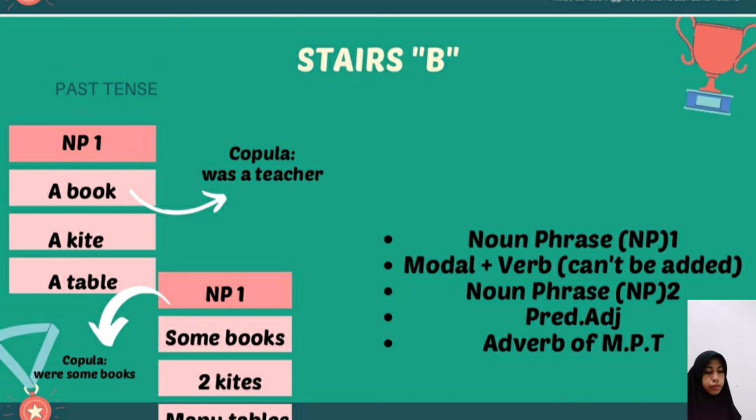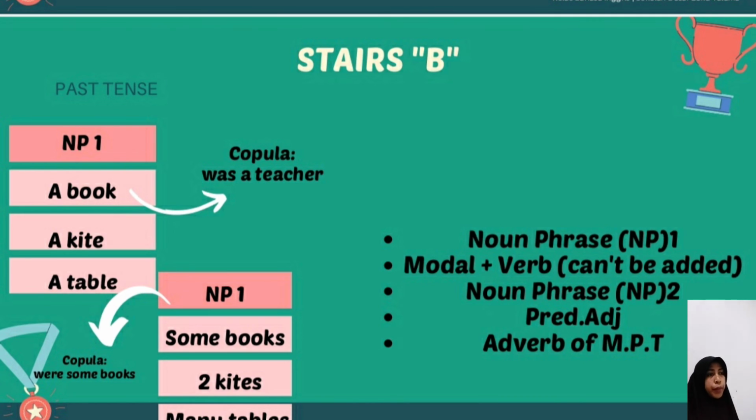And table 2 is NP1, some books, two kites, and money. This first table is copula. Copula is was, as in a teacher. And table 2, same as table 1. Not the same, I'm sorry. I mean the copula is were, as in some books.